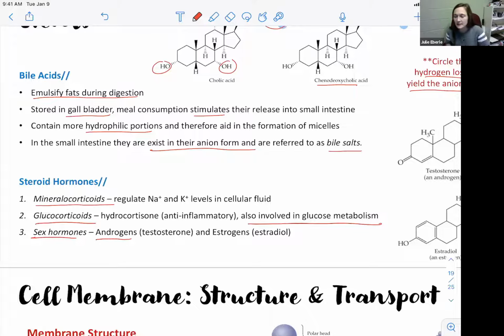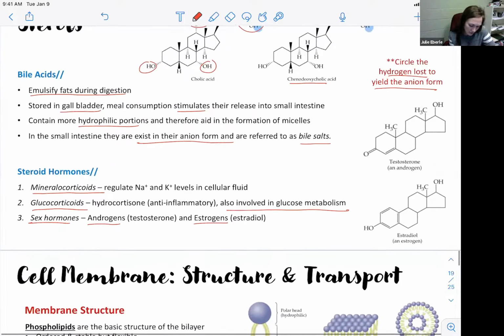So androgens, what are these responsible for? These are responsible for male secondary traits. So what would be a male secondary trait? Males typically have Adam's apples, deeper voices, things like that. Those are male secondary traits. And then you have estrogens that are responsible for female secondary traits. There's many things, enlarged breasts, pubic hair, different things that estrogens are responsible for on females. And then androgens for males.